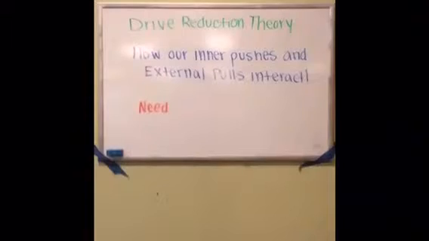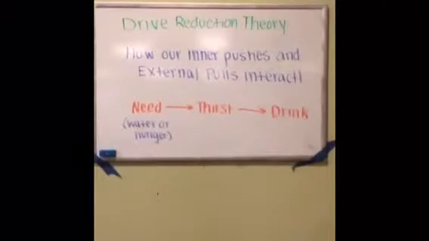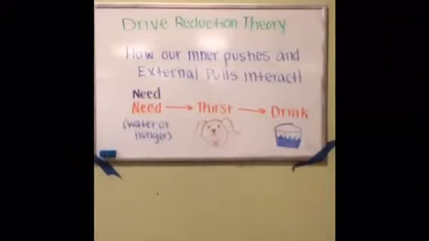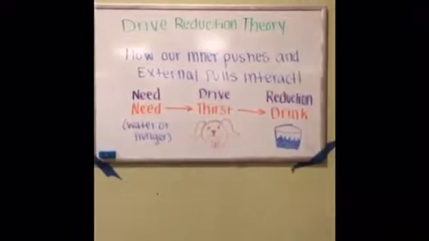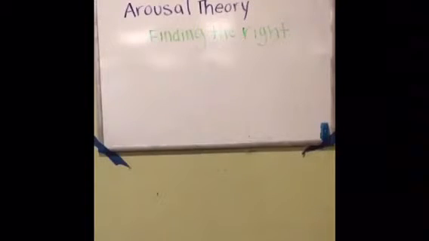An example of this is we have a need, which might be thirst, and that will cause us to drink. So the need could be water or hunger. Then you have thirst, which is the drive, and then you have the reduction, which is to drink. The last theory of motivation is called the arousal theory. This focuses on finding the right level of stimulation.